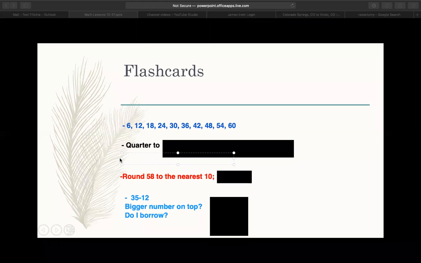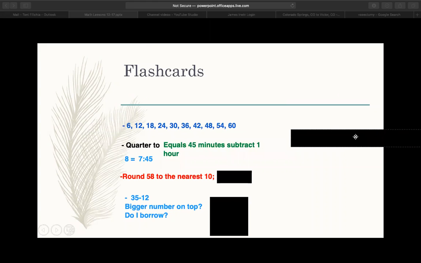A quarter to. What is a quarter to 8? A quarter to 8 is 7:45. We want to remember that quarter to equals 45 minutes, subtract 1 hour. Quarter to equals 45 minutes, subtract 1 hour.